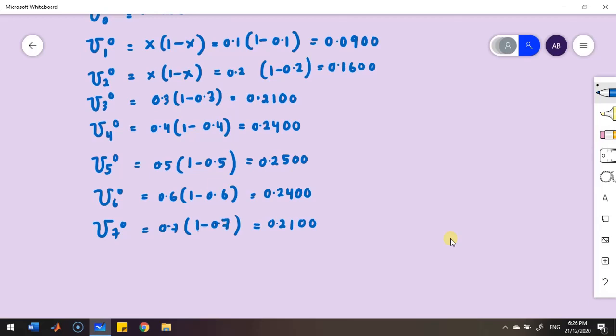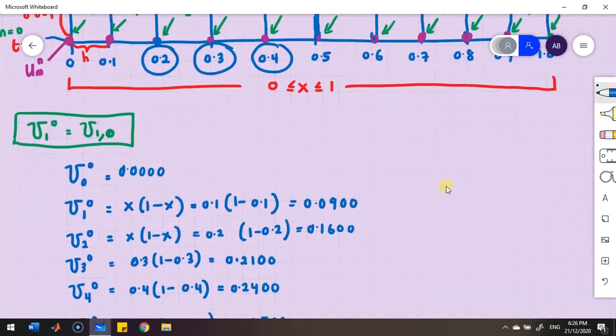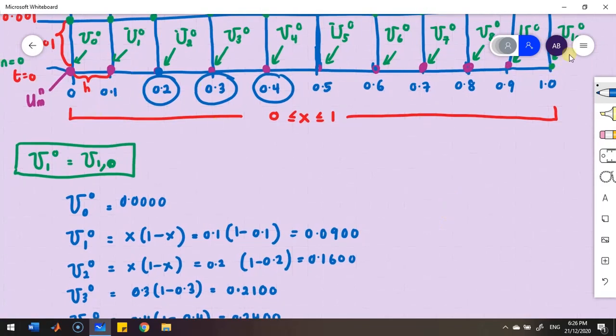Again, if you already know the pattern, you don't have to waste your calculation time. You can ignore the steps and just write down your solution. So now it's going to be 0.1600. And lastly, what do I get for U90? 0.9 times 1 minus 0.9, which is 0.9 times 0.1, 0.09. We have obtained all these values of x from 0.1 to 0.9.